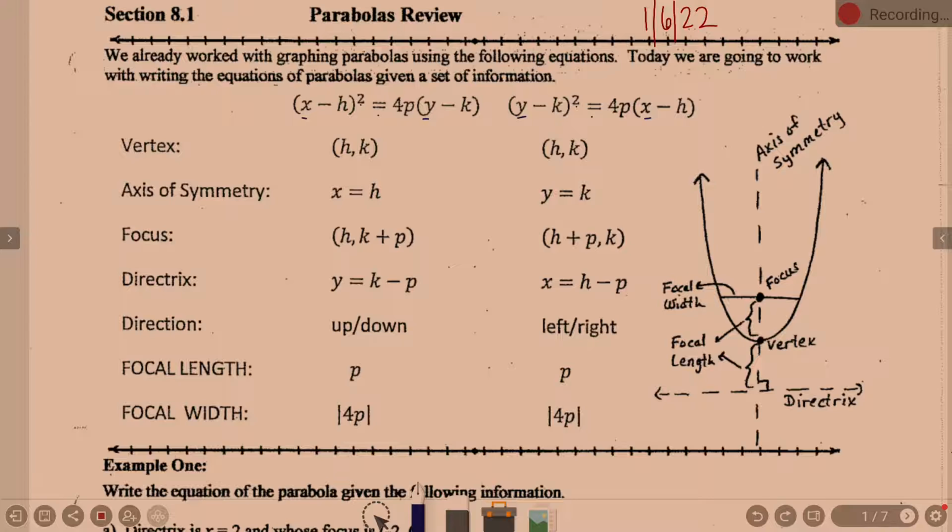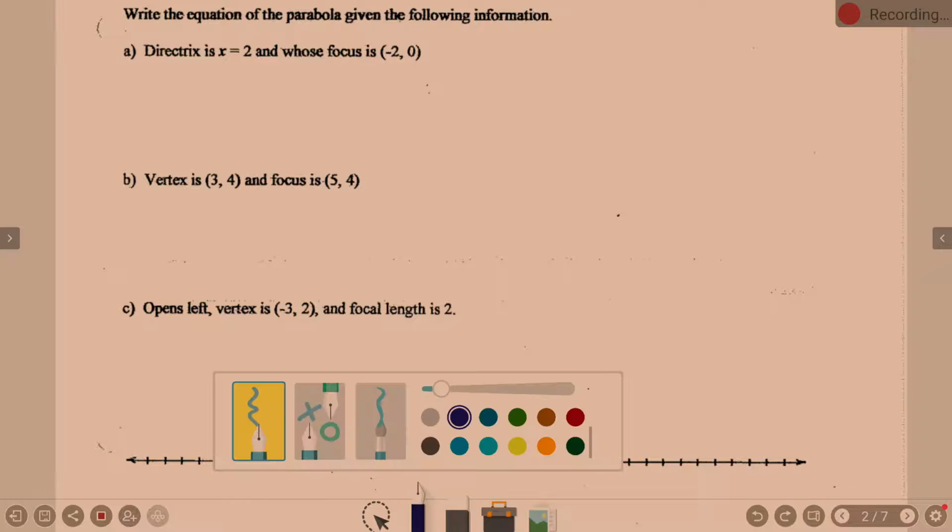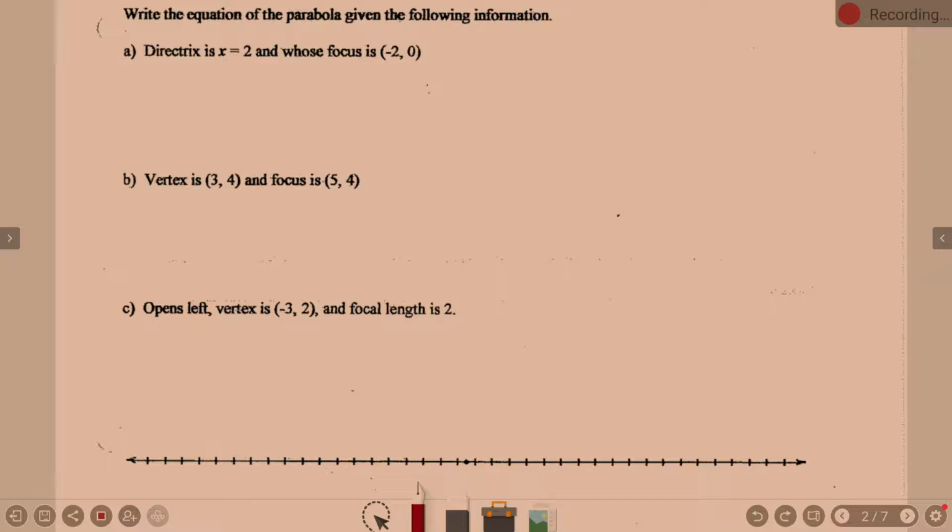Okay, let's look at example 1. And unfortunately, the way my BenQ is, you're going to see me flipping back and forth to get to that chart. The big goal today is to write the equation of the parabola, given whatever information they give you. In example A, they tell me the directrix is x equals 2, and the focus is (-2, 0).